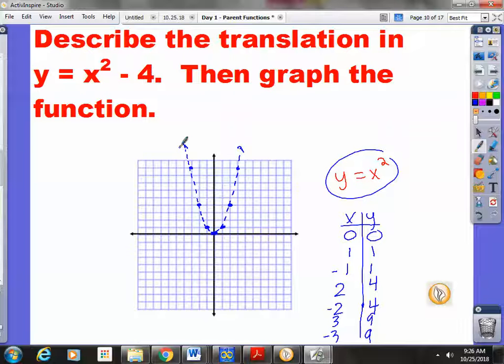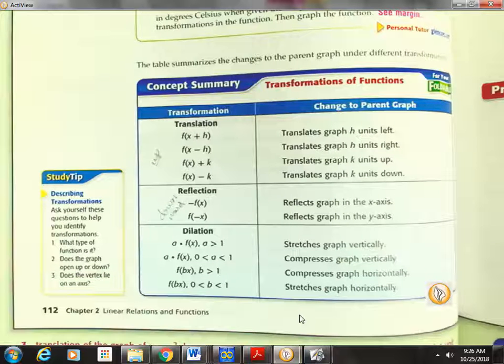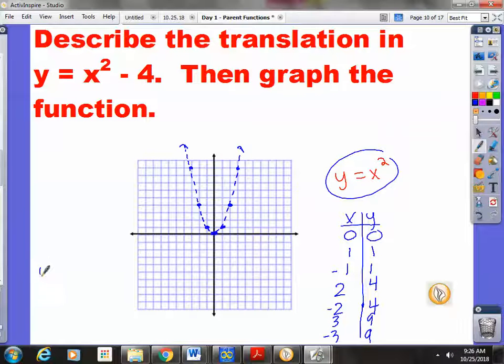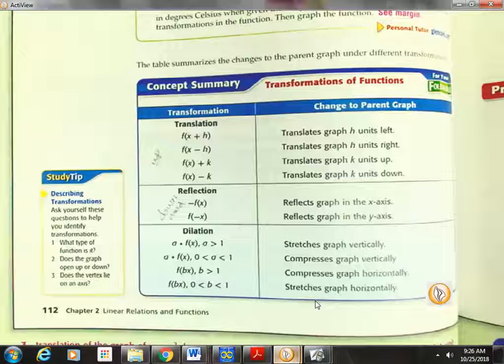Okay, so what direction is that minus 4 going to take our graph? Let's go back to our table. That minus 4 is outside the function. Let me back up for a second. If it was inside the function, it would look like this. Do you see the difference? Okay, it would be inside parentheses squared. It's not. It's outside. So what direction is this function going to go?